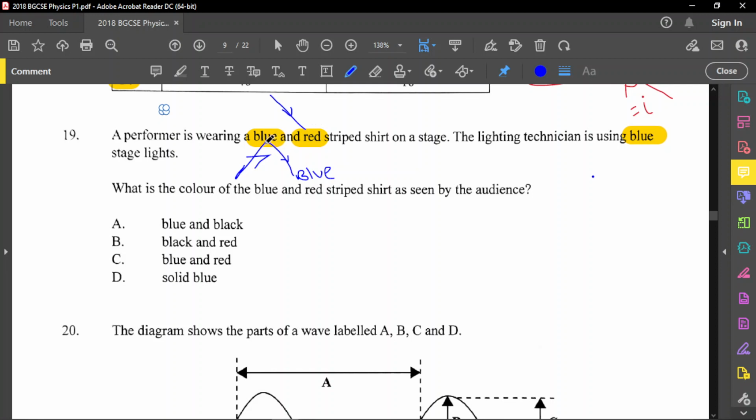The blue part of the shirt will appear blue, and the red will appear dark because there's no light coming from it. Any object that does not reflect light is seen as black or darkness. And so we must see here blue and black. And so therefore A is our correct answer. All right, so I hope you get that picture. Whatever you're seeing is the color that is being reflected.